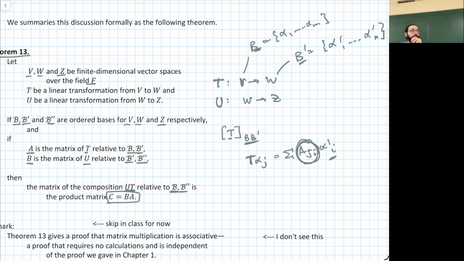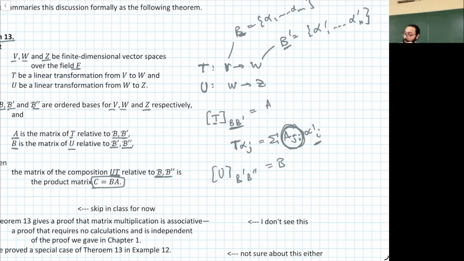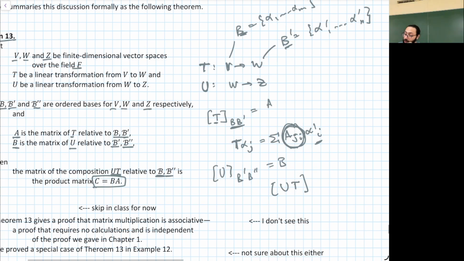Is that okay? Now suppose this matrix is called A, and the matrix for U is called B. Now the question is, if I apply T first and then apply U, what is the matrix for this? So I wrote T with B, B prime, and U with B prime, B double prime. What do I write for UT? Where do I put the primes? B, B double prime, right? Okay, so this is clear.